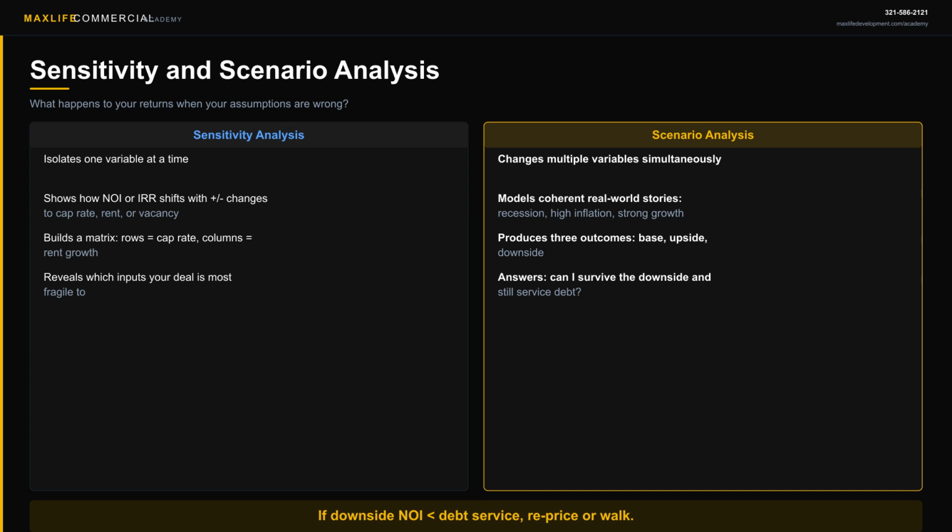The critical output from scenario analysis is whether your downside NOI still covers your debt service. If a realistic bad case puts you below break even on the loan, that deal has a structural flaw that no amount of optimism can fix. You're not trying to prove the deal works, you're trying to prove it doesn't break.